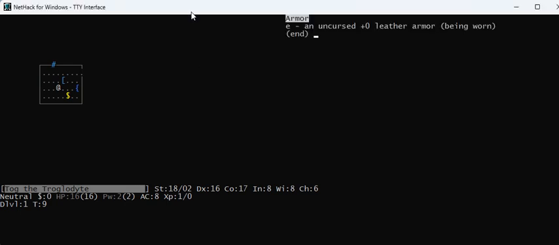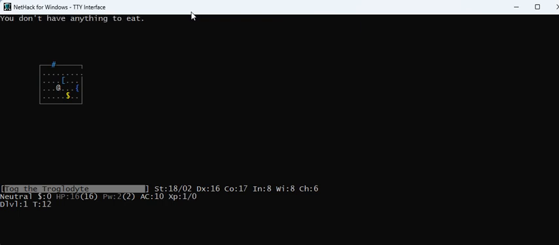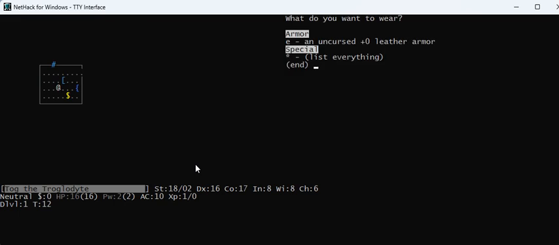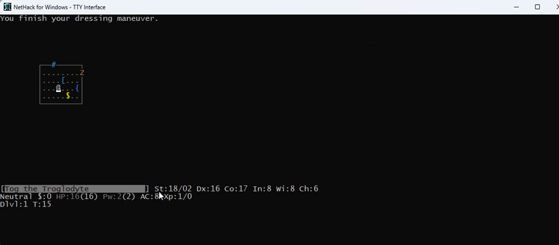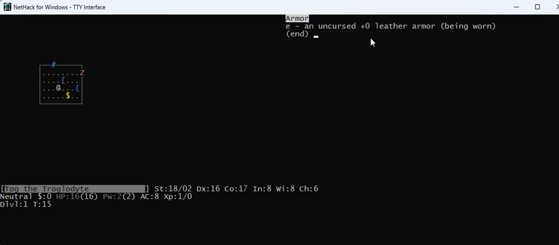So my armor here is a leather armor plus 0. I'm going to take that off. And you can see that my base AC is 10. I wear it, and my AC drops to 8 because leather armor decreases your armor class by 2 at plus 0. If this were a plus 1 leather armor, then my AC would be 7. If it was a minus 1 leather armor, my AC would be 9. You can improve your base AC, which you have with no armor at all, by praying at a co-aligned altar or by donating money to a priest.